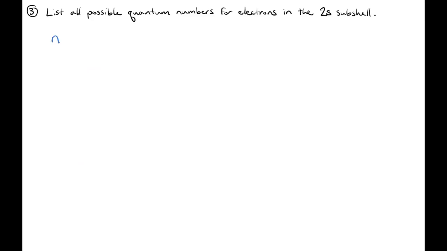Let's recall that n is going to be equal to 2 because we're in the second energy level, and that's part of the name of the subshell. And then l, because we have an s for our subshell designation here, we know l has to be 0. That also means that if we're thinking about possibilities for m sub l, we only really have one choice. m sub l can only be 0 in this case, due to our rules for quantum numbers.